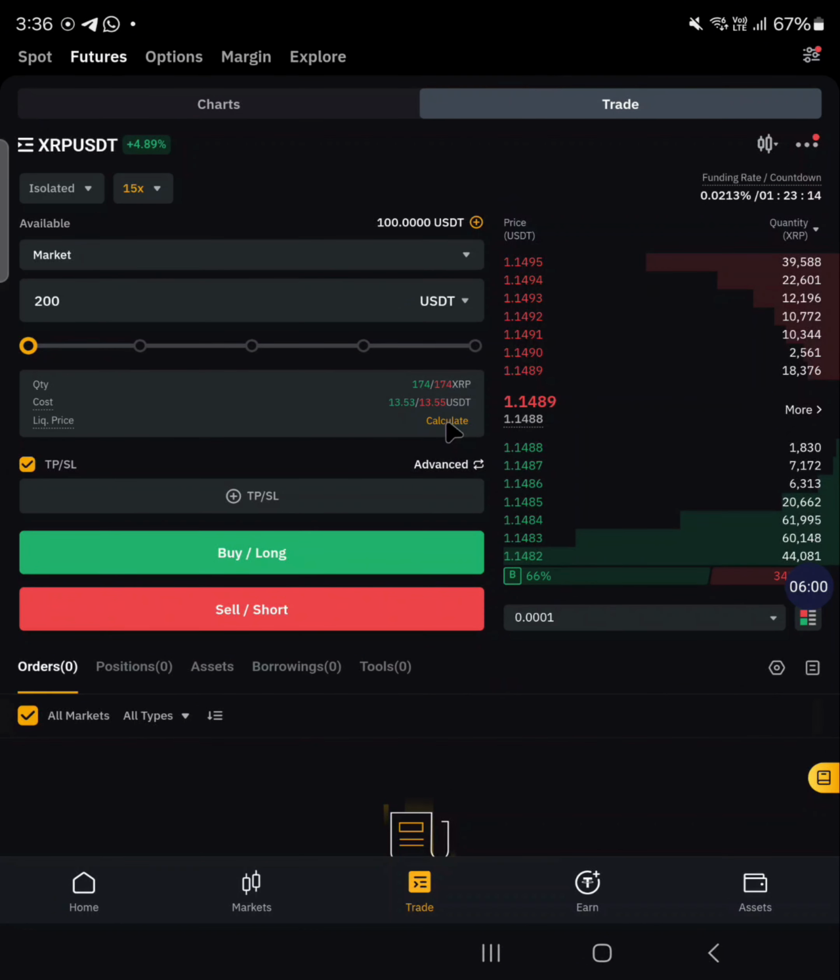Remember, we said that leverage can give you more money and it can take more money from you. That means if I am supposed to make $1 per 1% movement of price, I will make $15 instead. And then the same thing, if I am supposed to lose $1, I will lose $15 instead. But the actual money I am using is 13.5 something dollars. Now, why is it that way?